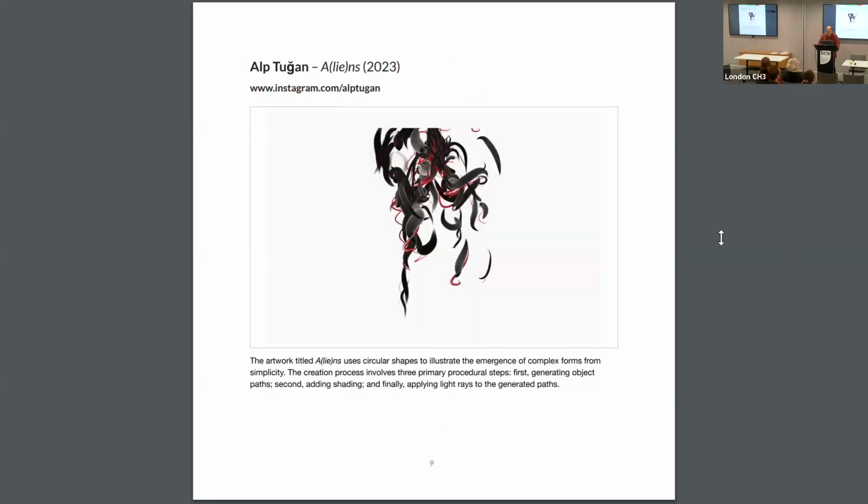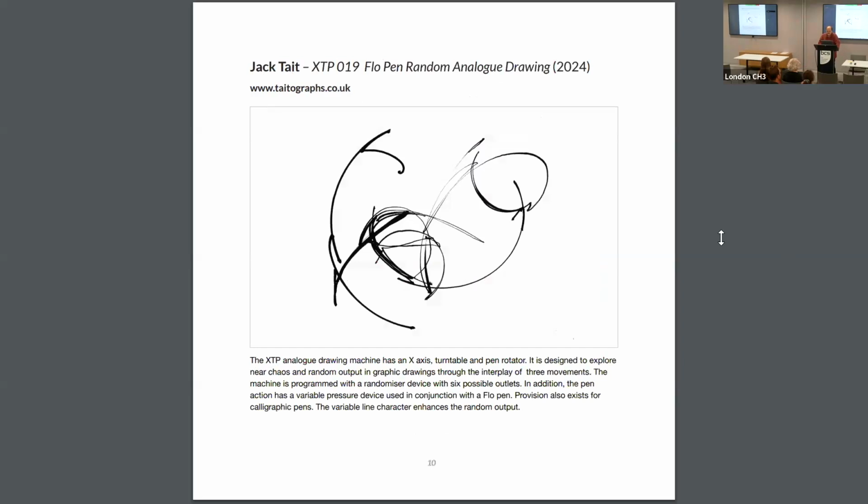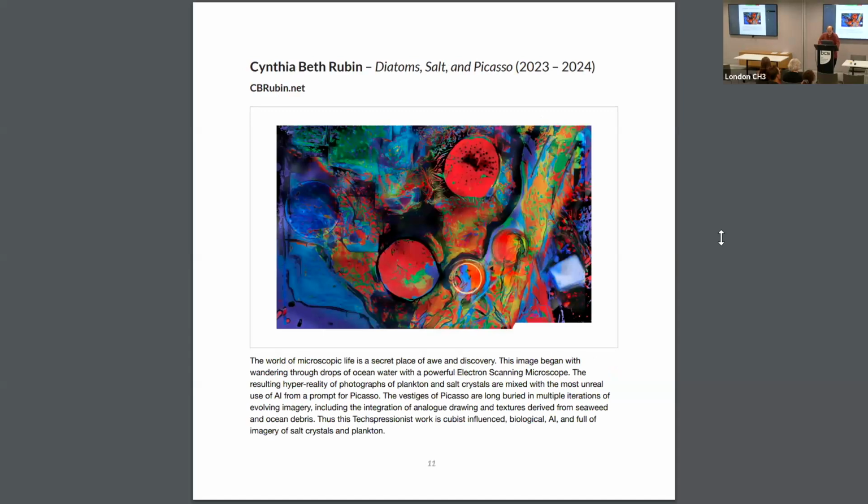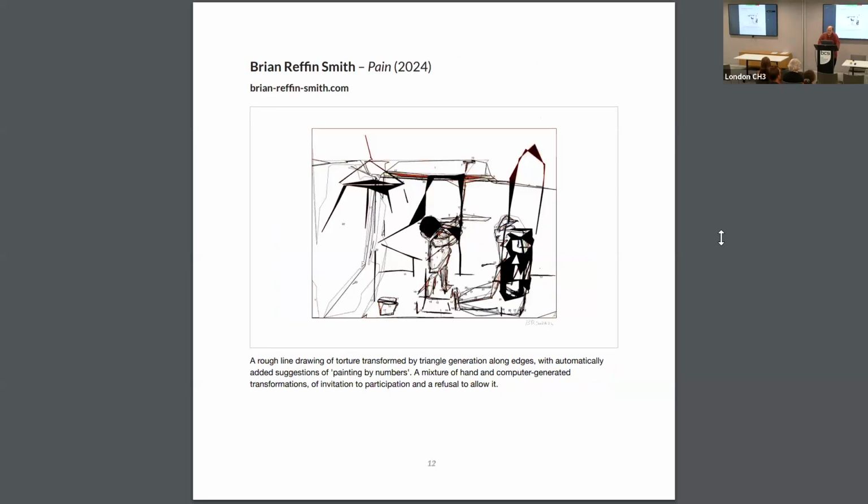I won't read out every artist's name, but I might mention a few things. So work, for example, by Jack Tate. This is from one of his electromechanical drawing machines. We have some work which is visually very rich, very stunning. Look here, Brian Reffin-Smith. If you have a closer look at this, you'll see it's in his painting by numbers sort of area of work.